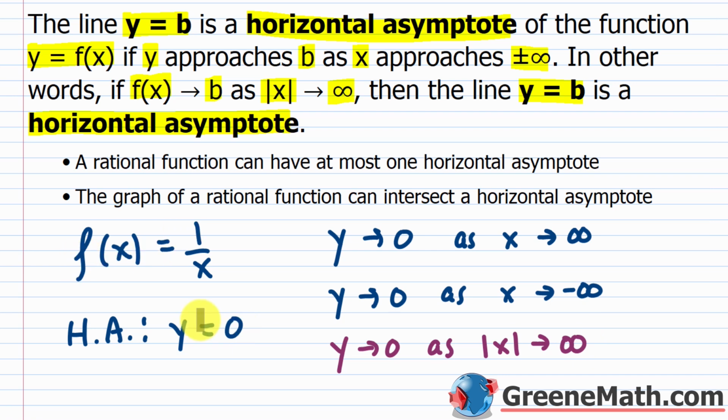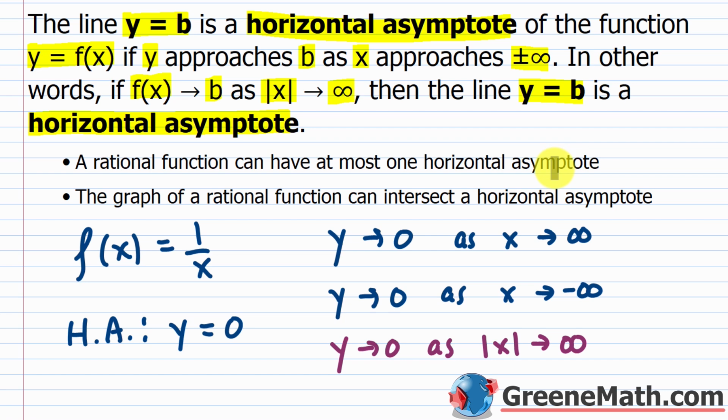Now, when we talk about a rational function, it can have at most one horizontal asymptote. When we talk about vertical asymptotes, you can have as many of those as you like. There's no limit. But with non-vertical asymptotes, so I'm talking about a horizontal asymptote, or what we're going to talk about later on, which is a slant asymptote, you can have at most one of those.